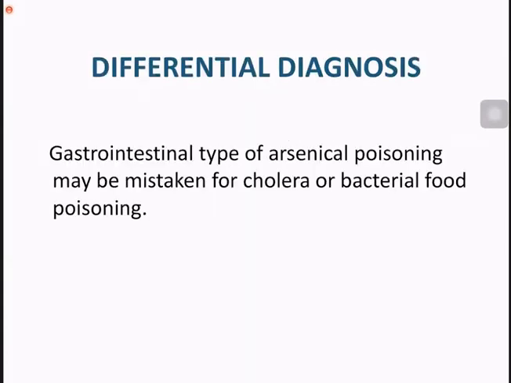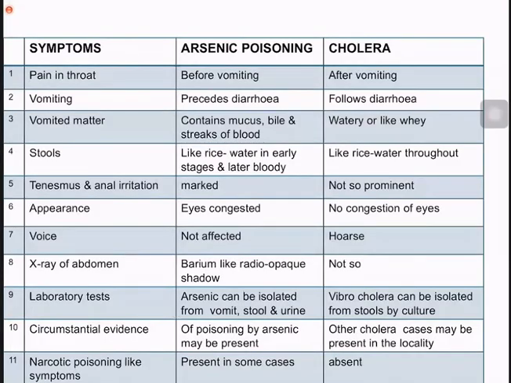Okay, so remember we talked about the rice water stools that we see with acute arsenic poisoning, which are very classic for cholera. So we need to differentiate between the two, remember? So this is the differential diagnosis. Now it's pretty hectic for the chart, but let's walk it through. So for pain in the throat. For arsenic poisoning, it would be before the vomiting. And for cholera, it's going to be after the vomiting.